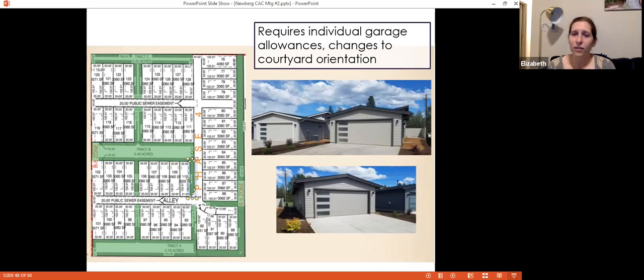It has these individual garages integrated into each of the courtyards. And we'd have to make some changes to the footprint standards. There's a little bit of flexibility if we're allowing some garages, whether those count or don't count towards the footprints. If you want to make this more of an option, we can look at ways to do that.